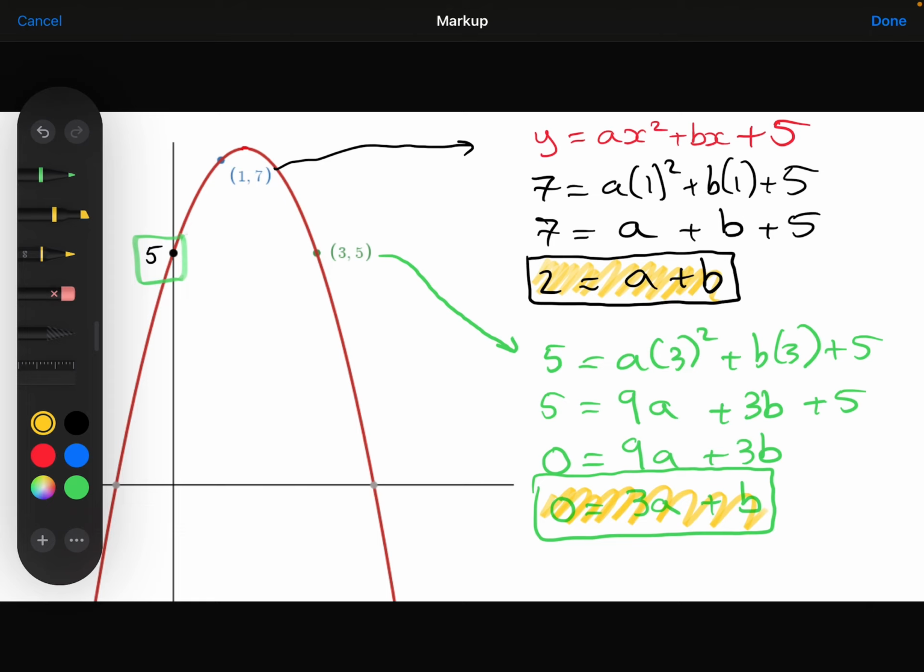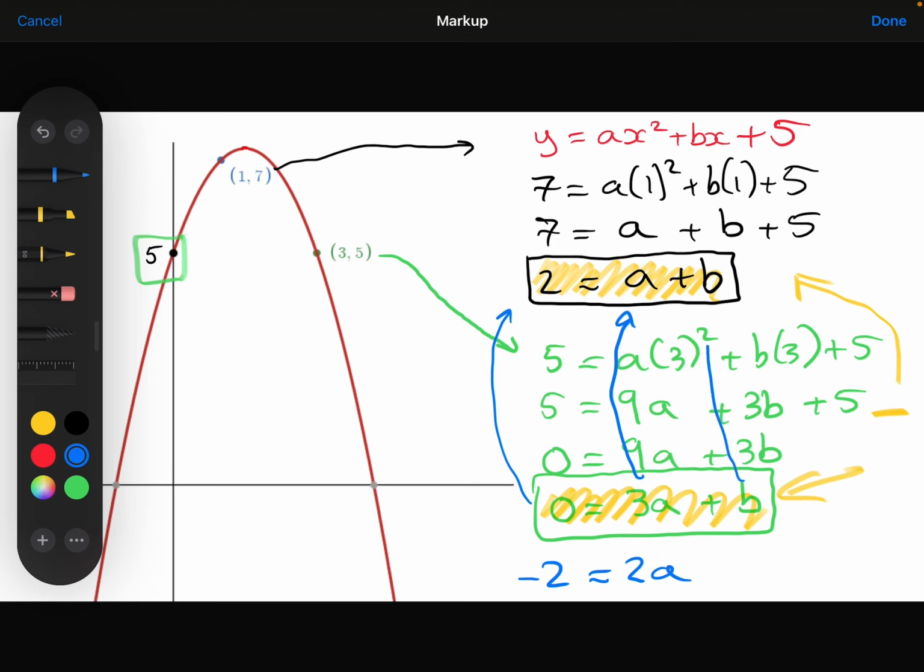So if I were to do the second equation, this equation here, take away the top equation, or the other way around if you prefer, doesn't really matter. But I'm going to do the bottom equation, take away the top equation. So I'll have 0 take away 2. I'll have 3a take away a, which is 2a. And I'll have b take away b, which is just 0. So 2a is equal to minus 2. So therefore a is equal to minus 2 divided by 2, which is minus 1.